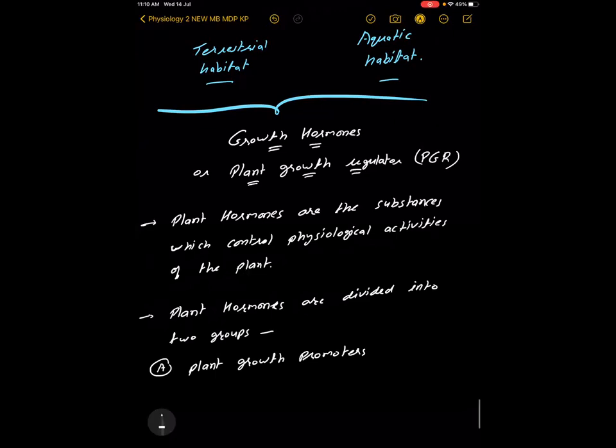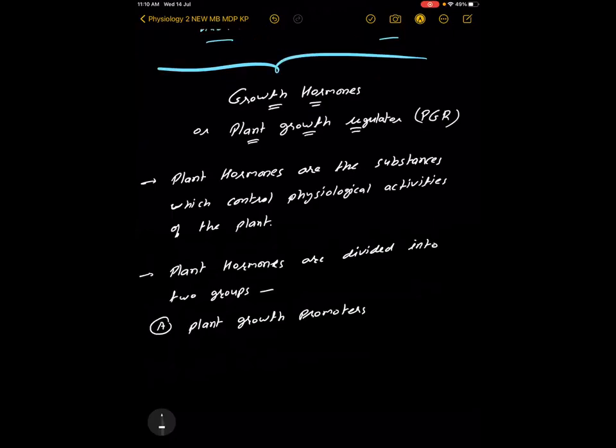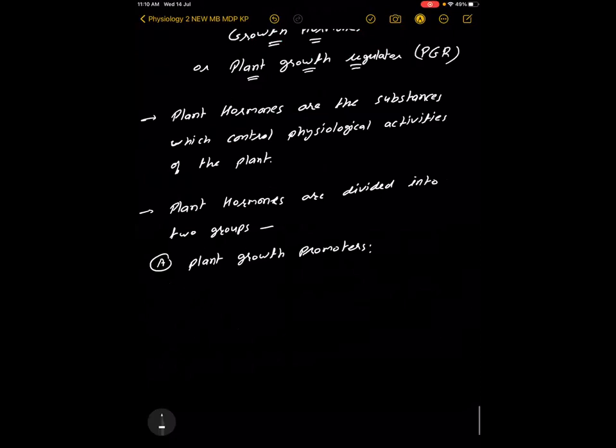Inhibitor. Complete. And another is inhibitor. So promoters are auxin, gibberellin, cytokinin.